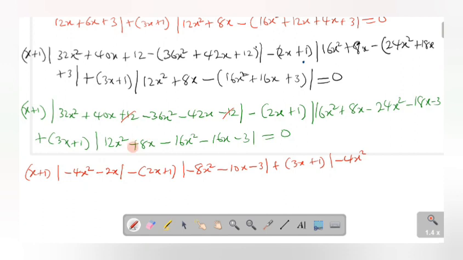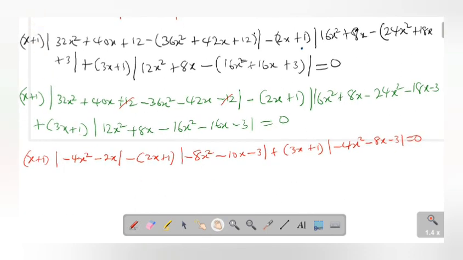Then we have 8x minus 16x. That'll give us minus 8x. Then we have minus 3. Everything is equal to 0. So from here we can multiply this by this, this by this, and this by this. So let's open the bracket.